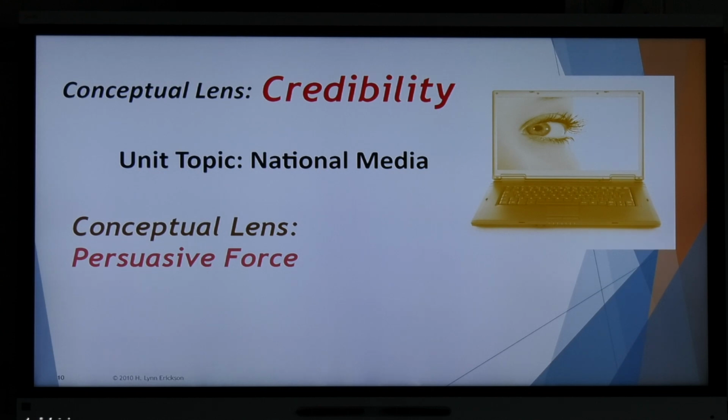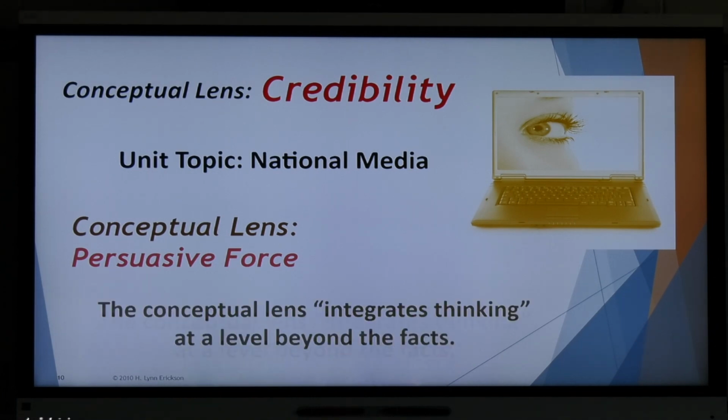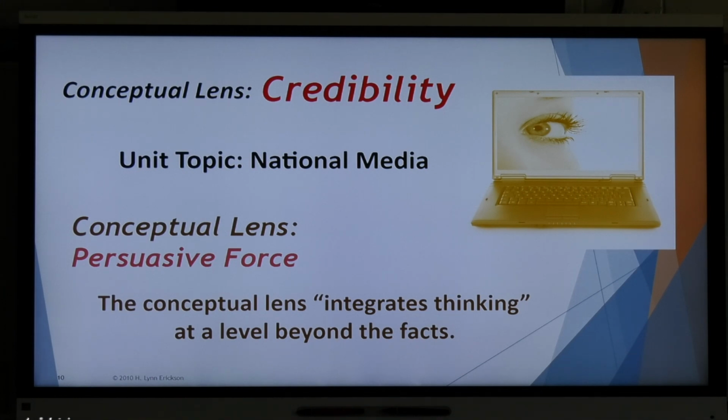So when you're writing, think about what is the lens or the focus. It may not be the first step you do in writing, but as you're working, ask, really where is our focus here? It helps you integrate, and it also helps you know what not to teach. So if your conceptual lens is credibility, you may make different choices than if your conceptual lens is persuasive force. And the other example that I showed you, if your conceptual lens is relationship.